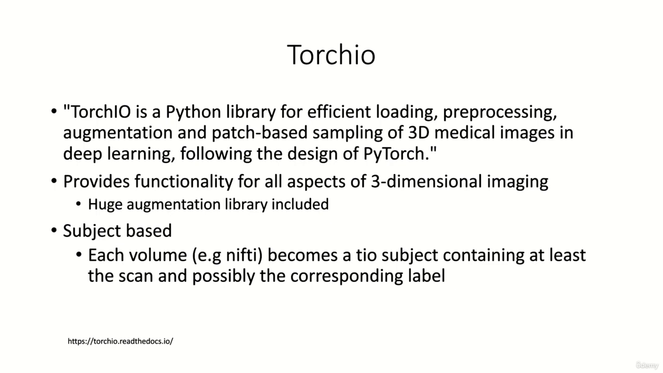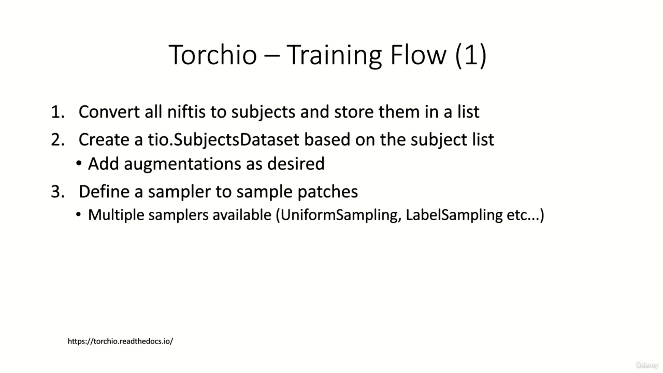TorchIO handles all images on a subject-based level. This means that each volume, as an example described by a NIfTI file, becomes a TorchIO subject containing at least the scan and possibly the corresponding label. All operations are then performed on a subject-based level. The training flow is usually as follows.